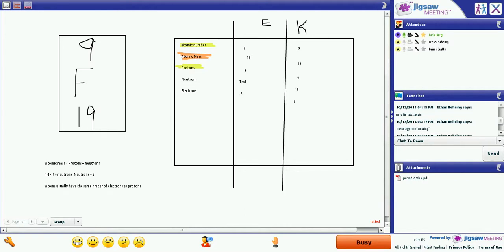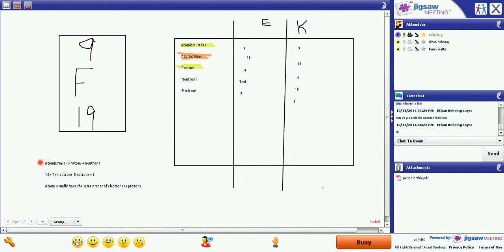All right, it looks like, Ethan, you just need to fill in the neutrons. So there we go. Okay, so how do you decide the number of neutrons? You use this little formula at the bottom here that hopefully you can see me pointing to it with my laser pointer. Down at the bottom left, the atomic mass, which is 19, is the protons plus the neutrons.